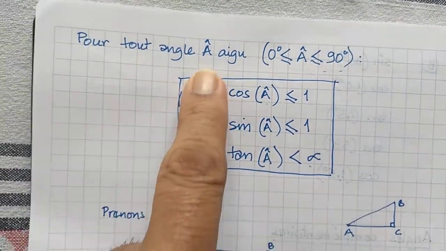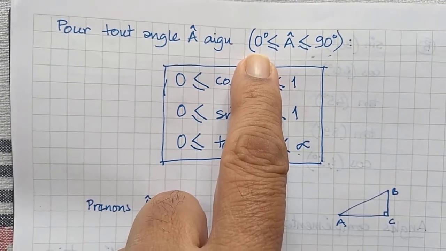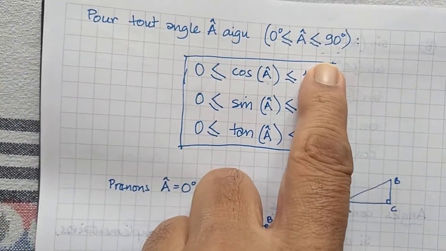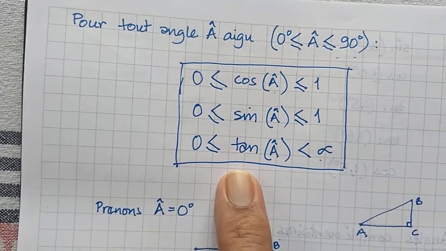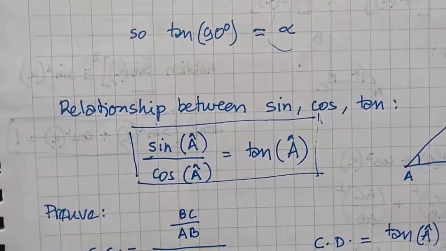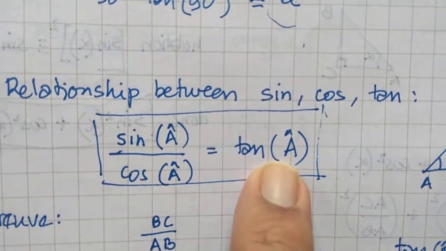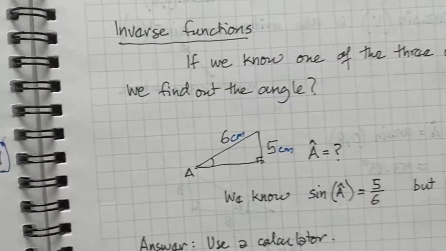Okay, then I came to angle aigu, where angle A is greater than or equal to 0 but less than or equal to 90. These three conditions will be true. After that we talked about the relationship between sine, cos and tan. Sine A over cos A is equal to tan A. Very easy to prove. We did so in the last video.